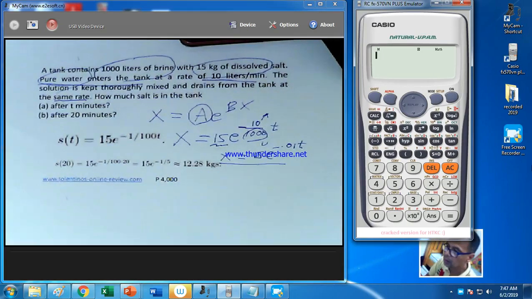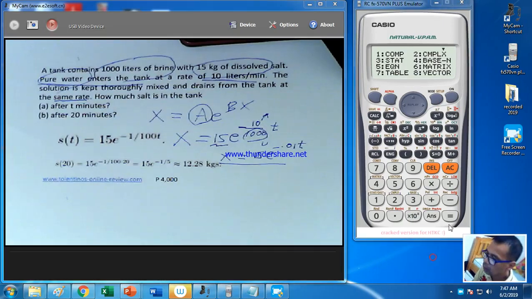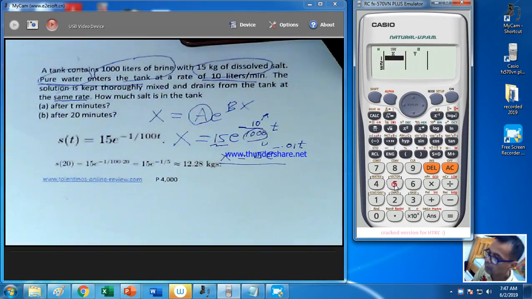Pwede mo na siyang i-model sa calculator. Punta ka sa mode 3, okay, mode 3, 5. Yung exponential, 5. When X is 0, make it 50. So, kailangan pa ng isang point, pinakamadali 1. Kung 1 yan, substitute mo dito, that is 50 e raised to the negative 0.01. There. Okay.